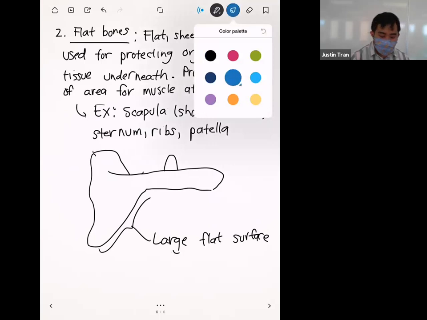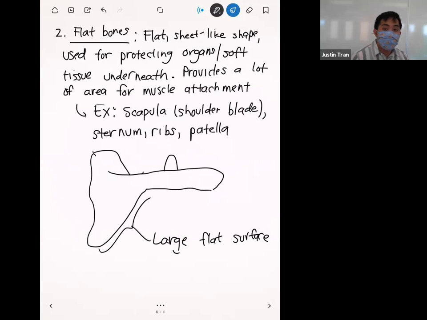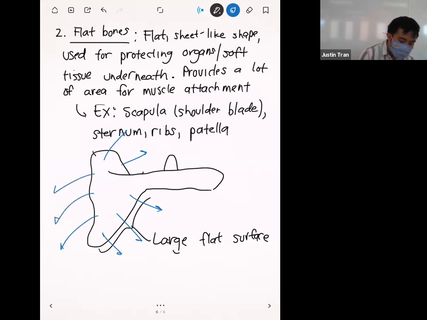If you think back to homework 1, I had you do a static analysis of a shoulder. At that shoulder joint, we had so many muscles coming in and acting on it. You can have a muscle acting this way, this way, this way, this way. And so you have lots of different places where muscles can attach and perform all different kinds of motions just because of its large surface area. Okay, so any questions on this?